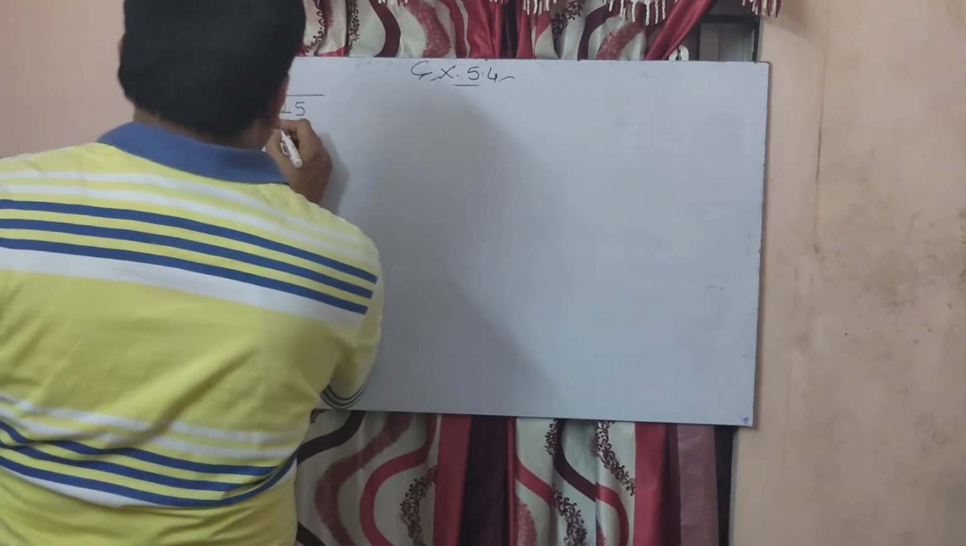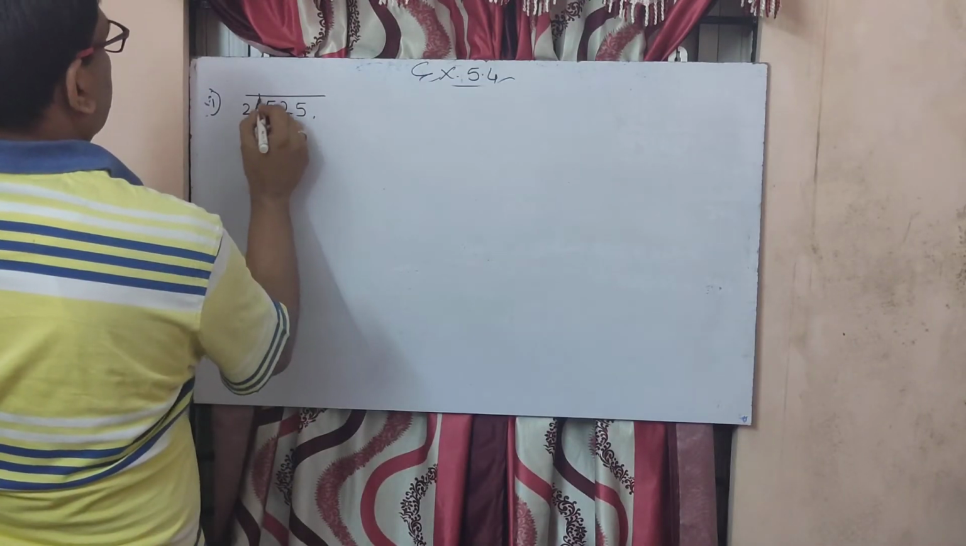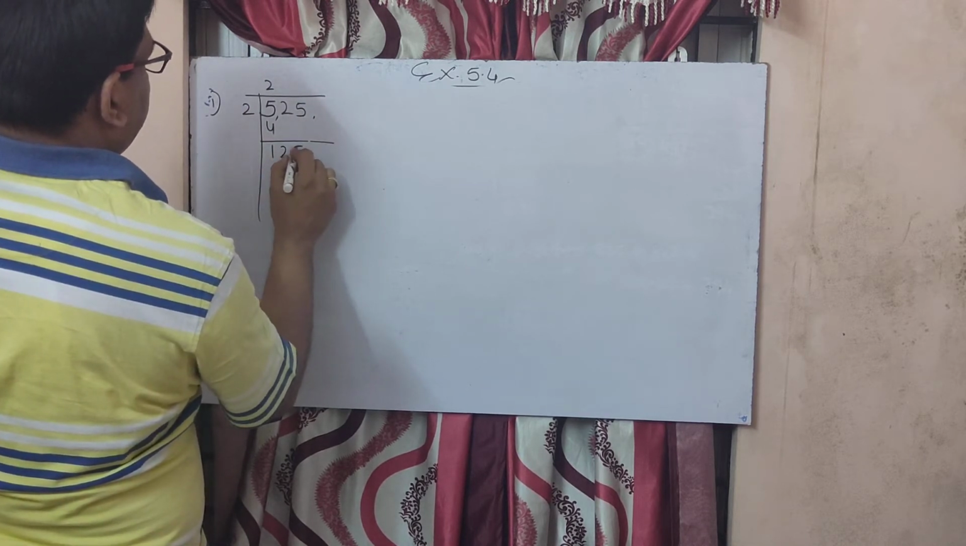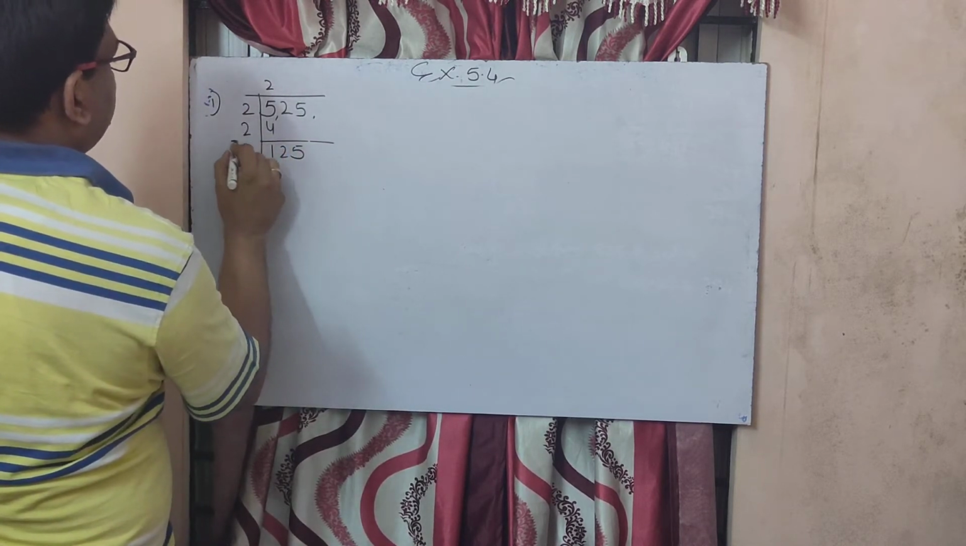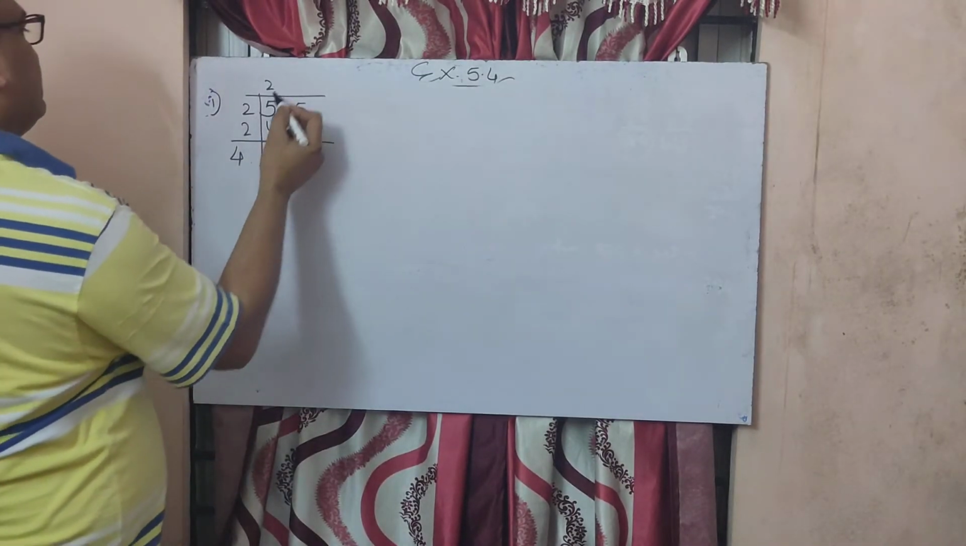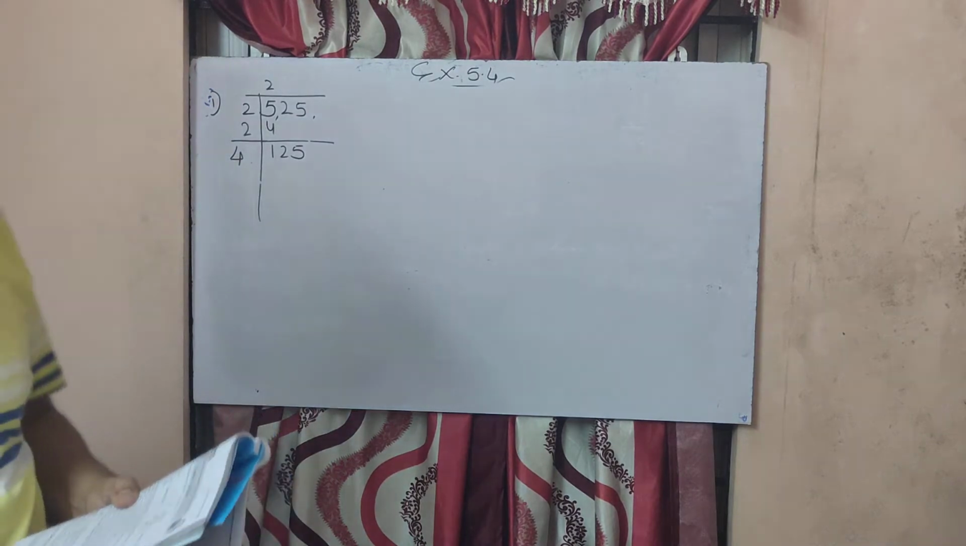Now again there are three digits, an odd number of digits. So now 2 2s are 4. So 25, take it down. So add the same number here, it becomes 4. So whatever you are going to write here, same thing you have to write here. Okay now.